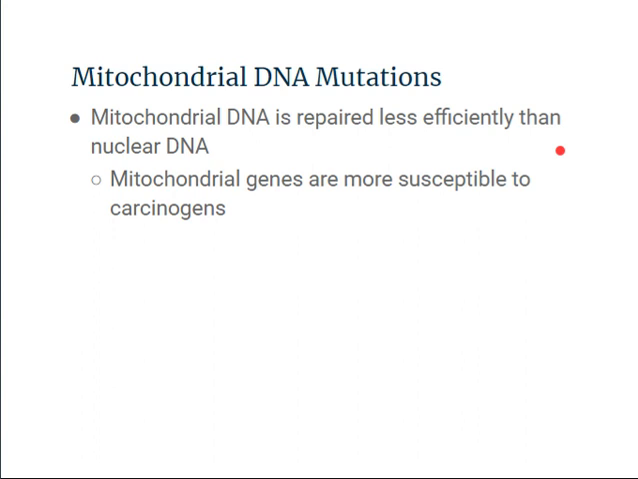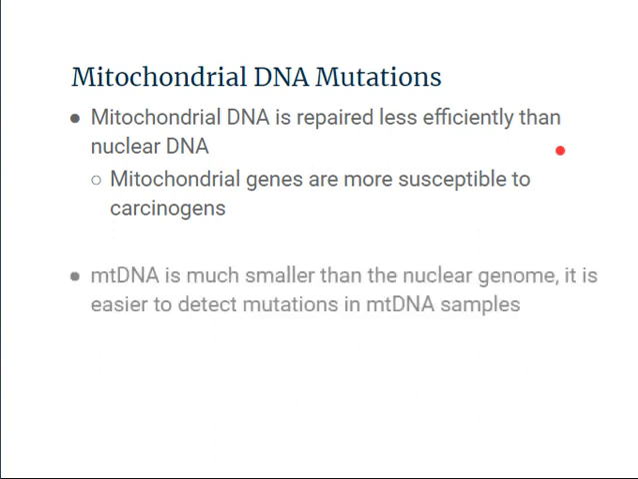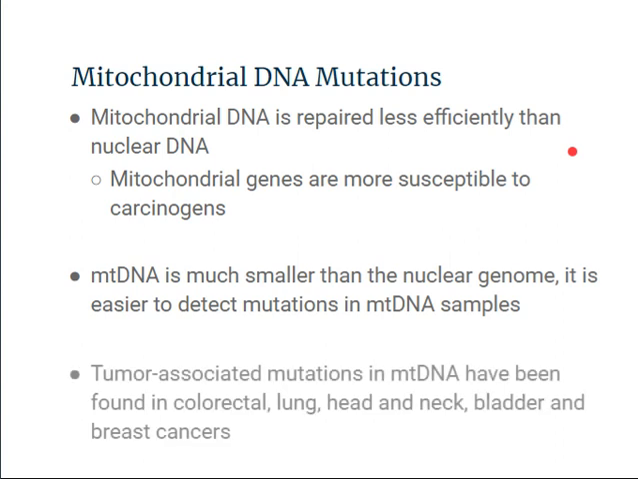Tumor-associated mutations in mitochondrial DNA have been found in colorectal, lung, head and neck, bladder, and breast cancers. Because mitochondrial DNA is much smaller than the nuclear genome, it is easier to detect mutations in mitochondrial DNA samples. Such alterations can also be found in body fluid samples. For example, in patients with lung cancer, 200-fold more mitochondrial DNA mutations can be detected than p53 gene mutations.